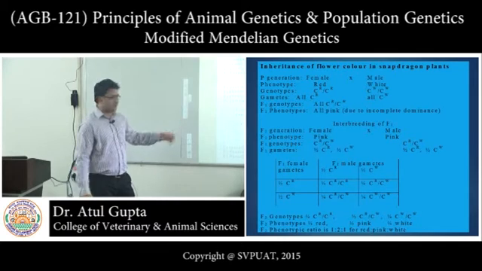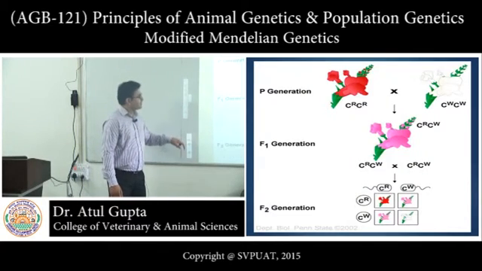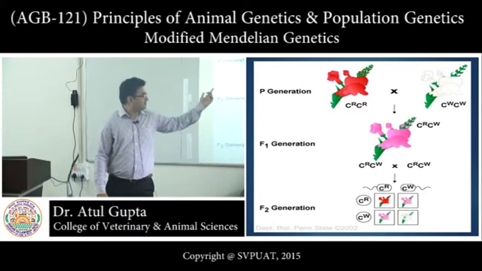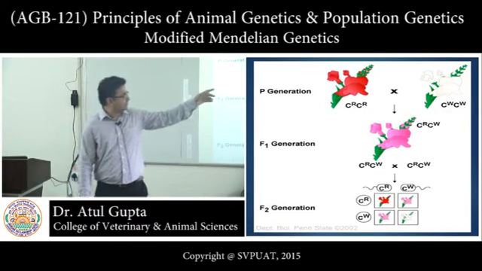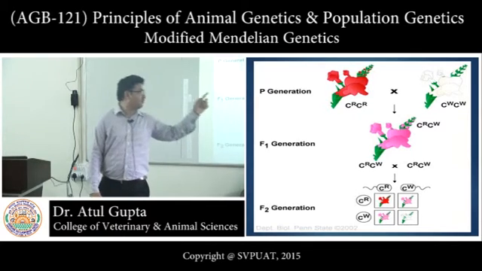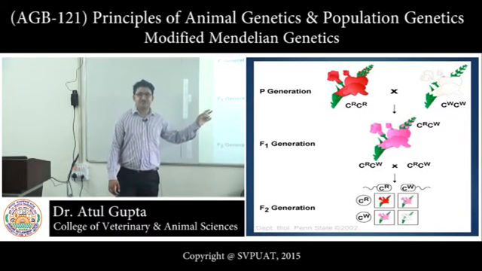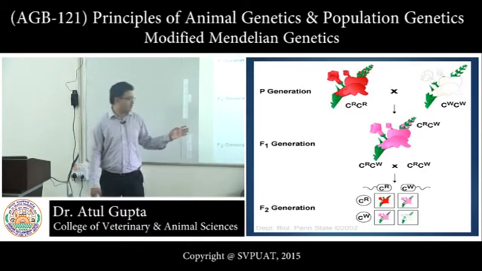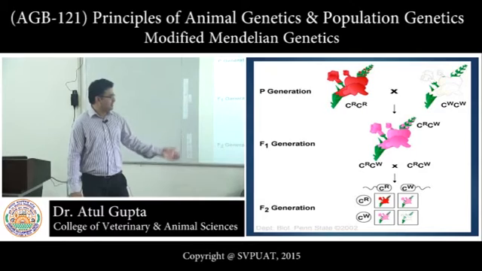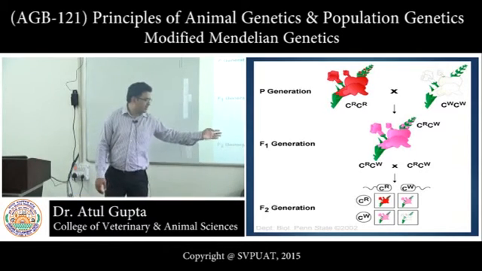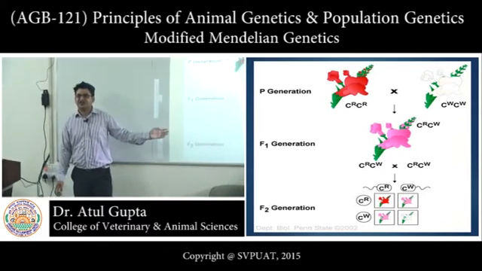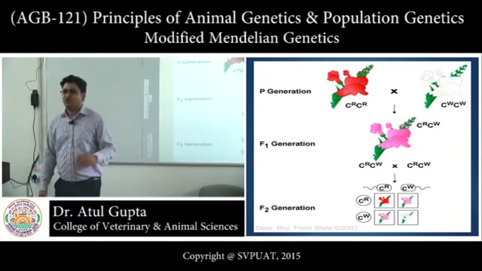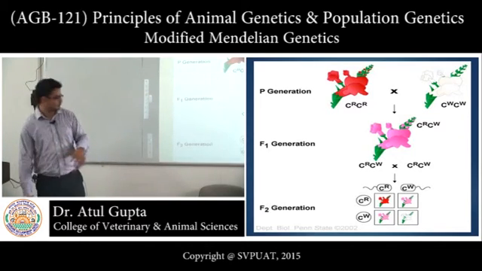The same thing is discussed here. We can see the red flowered plant and the white flowered plant, and in the F1 generation we get a plant with pink flowers. In F2, we get three types of genotypes and three types of phenotypes: red, pink, and white in a 1:2:1 ratio.